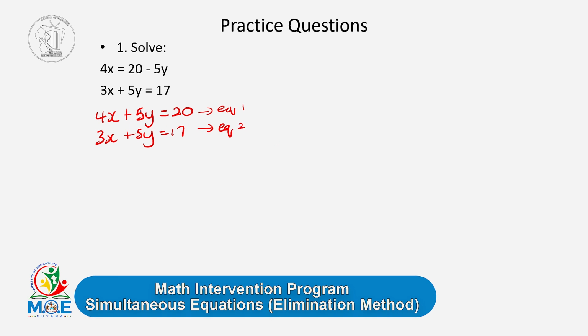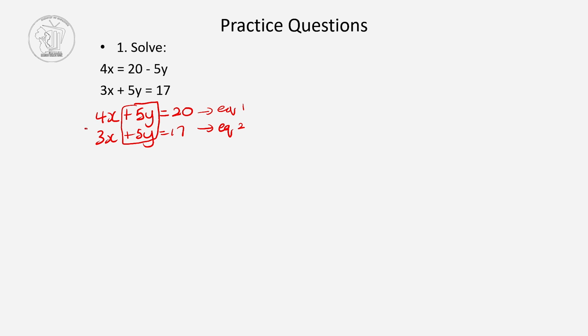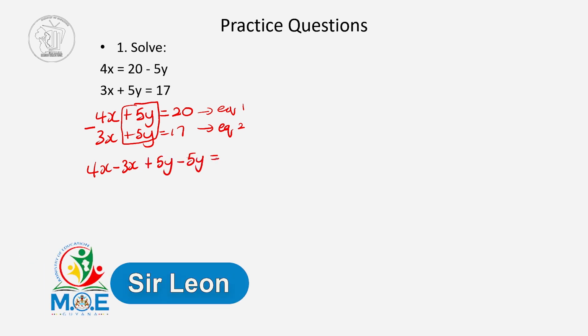So we already see that these two are the same, so we don't have to multiply anything by anything. So what we will do, we'll just subtract. So we'll subtract the like terms. So we have 4x subtract 3x plus 5y subtract 5y is equal to 20 subtract 17.